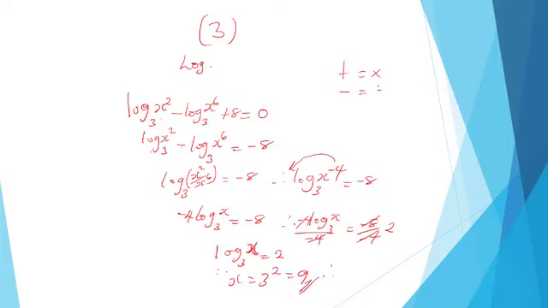So from the above evaluation, when you have this question of evaluating log x squared base 3 minus log x to the power 6 base 3 plus 8 equals 0, the value of our x is equal to 9.